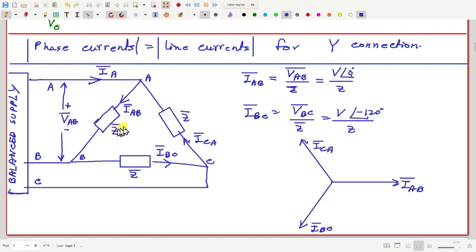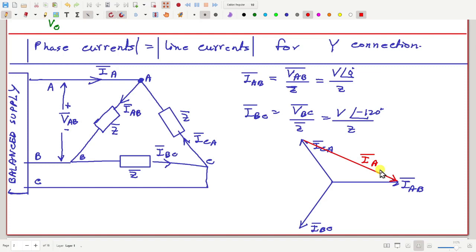IAB minus ICA. Just apply Kirchhoff's law, KCL at node A. So that is IAB minus ICA. So AB minus CA. So that will be this line. This is IA.